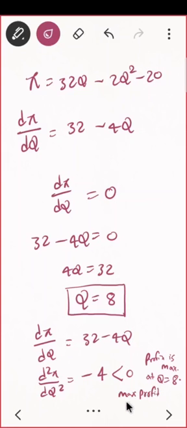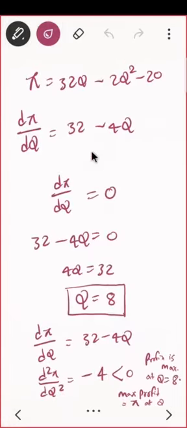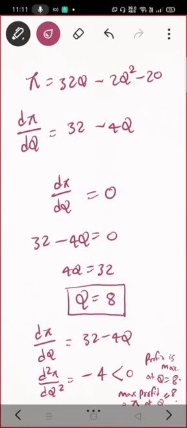Maximum profit is pi at q equal to 8. You just have to substitute q equal to 8 in this, correct? Nice. Okay, so you see, if you are having minimization, then also you should try. Let us do one question on minimization. It will be good.